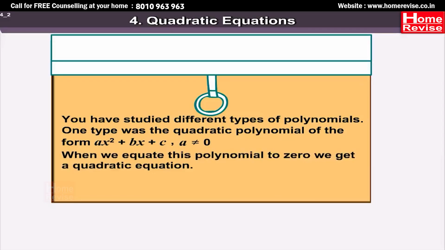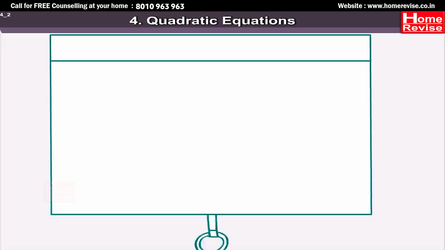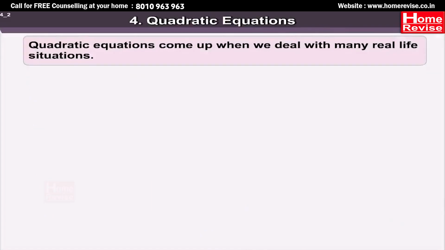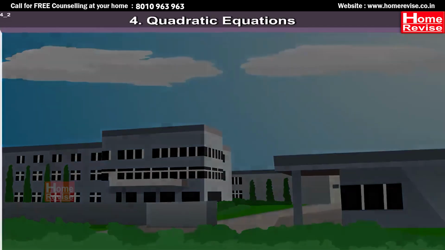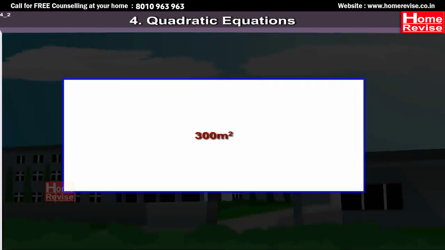When we equate this polynomial to 0, we get a quadratic equation, that is, ax squared plus bx plus c is equal to 0. Quadratic equations come up when we deal with many real-life situations. For example, consider a charity trust decides to build a prayer hall having a carpet area of 300 square meters with its length 1 meter more than twice its breadth.